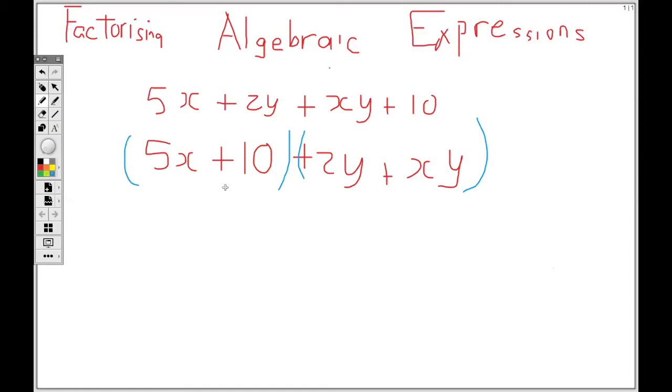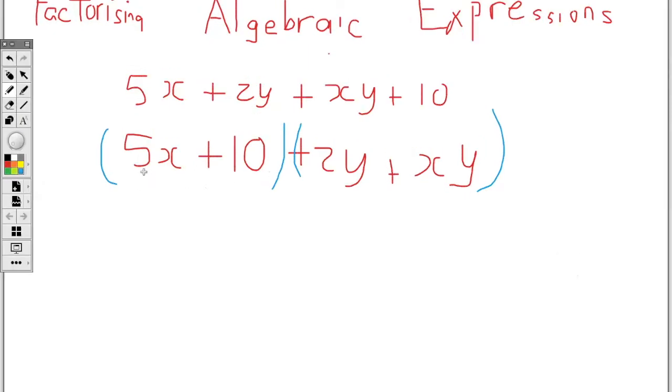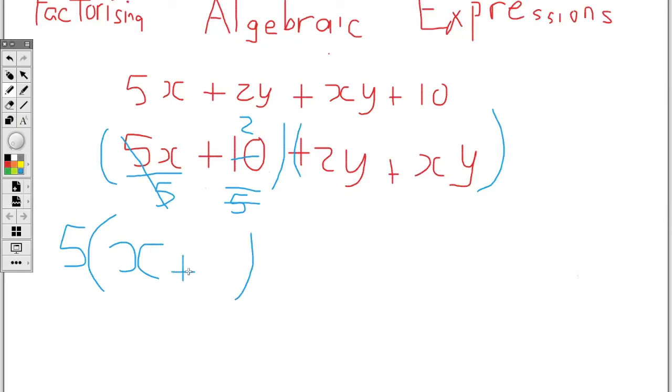In this case, we look at what is common that I can factor out. If you look at the first bracket, the highest common factor is 5. So I can factor out the 5. Then I can see 5 into the first term and 5 into the second term. Now this 5 cancels because 5 into 5 goes 1 time. So this is the same thing as 1x, which is x. And 5 into 10 goes 2 times. So I have plus 2.